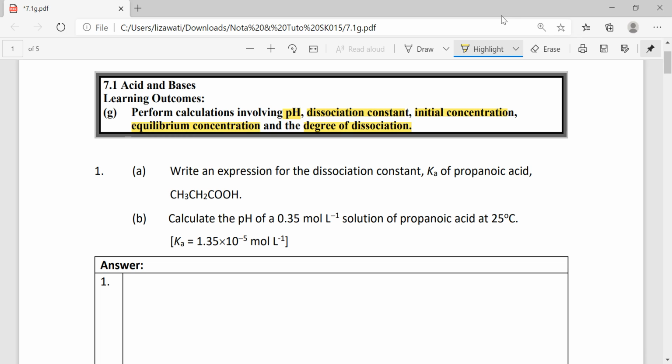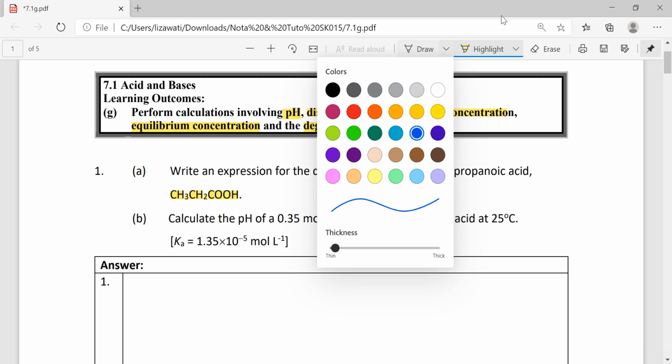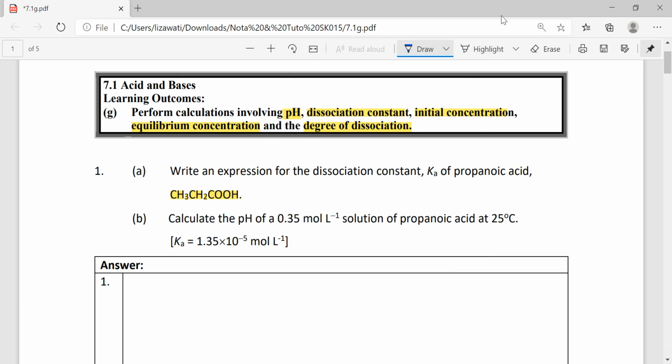Write an expression for the dissociation constant Ka for propanoic acid. So this is the formula for propanoic acid. First of all, what should you do? You should start with the weak acid dissociation equation. So we have CH3CH2COOH, propanoic acid, in aqueous form, dissociating in water. Water here is a liquid, and because this is the dissociation of a weak acid, the reaction is reversible, so you have to use a reversible arrow.